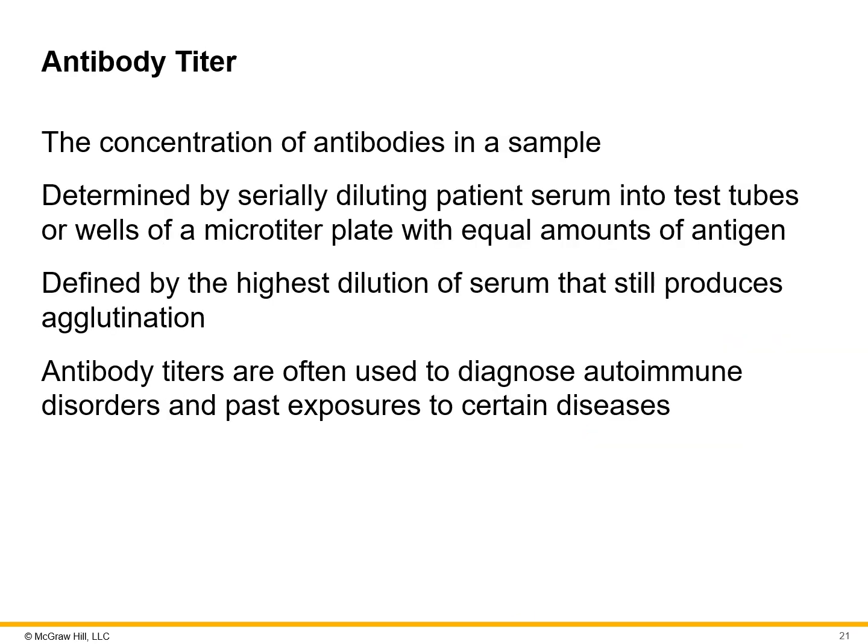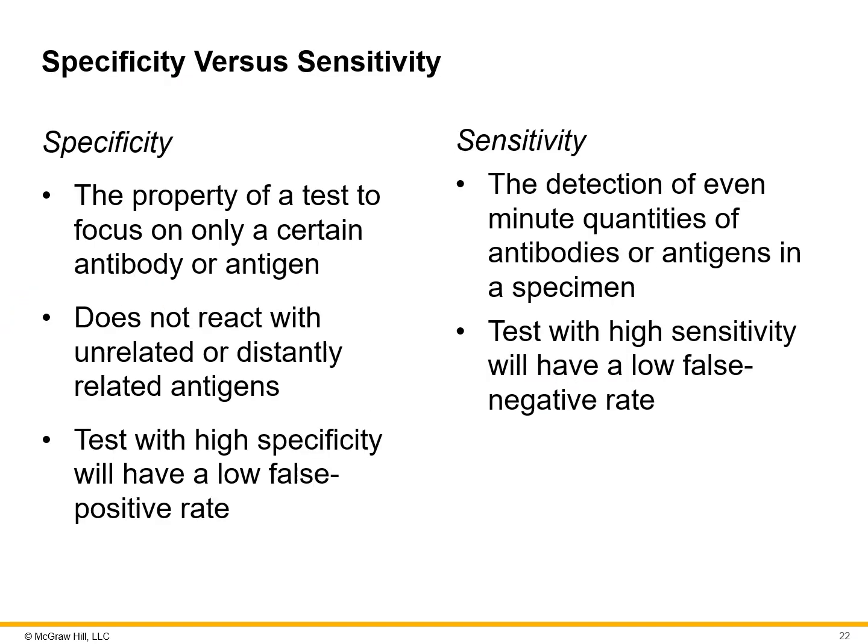Now, an antibody titer is a concentration of the antibodies that are actually in the sample. So if we're looking for the number of antibodies, that's referred to as a titer. So it's typically serially diluted from the serum into test tubes into smaller and smaller amounts with equal amounts of antigen. And that's defined as the highest dilution that still produces kind of a clumping or that agglutination. So the titers are often used to diagnose autoimmune disorders and also past exposures to certain diseases.